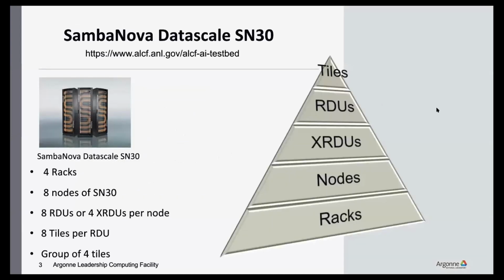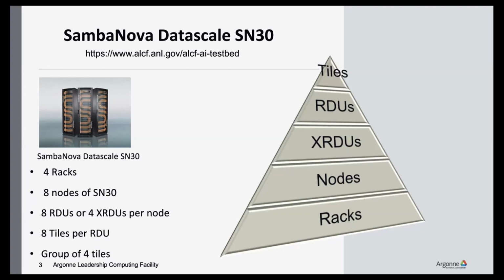So here at ALCF, we have the SambaNova DataScale SN30, which is a very prominent AI testbed. We've had different science applications already successfully ported on the system. The system looks like this: we have 4 racks, and each rack has multiple nodes, 2 nodes to be specific. So in total we have 8 nodes of SN30 at the ALCF.